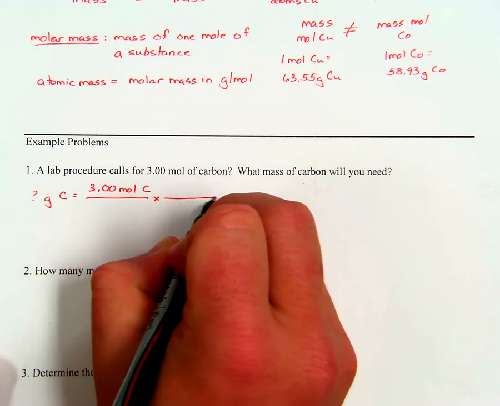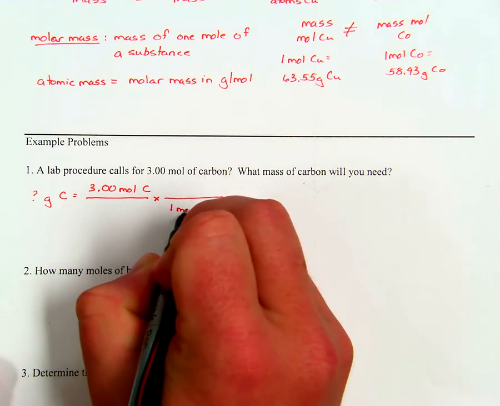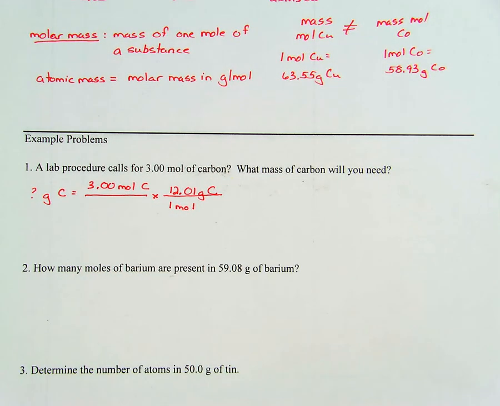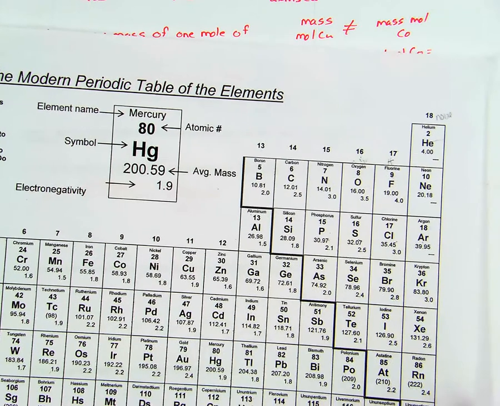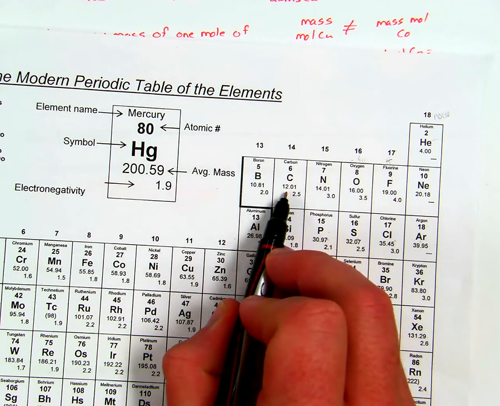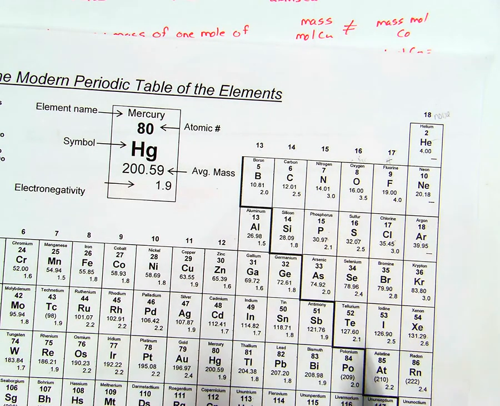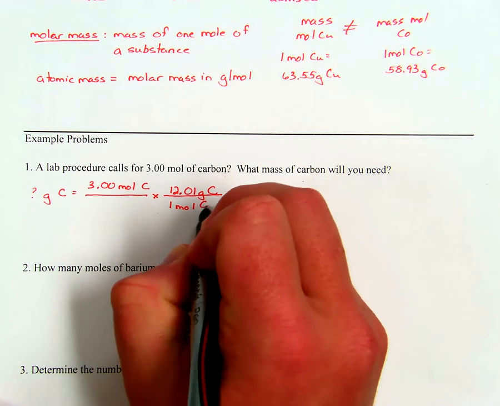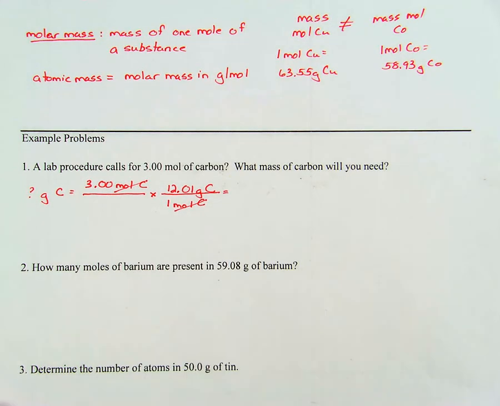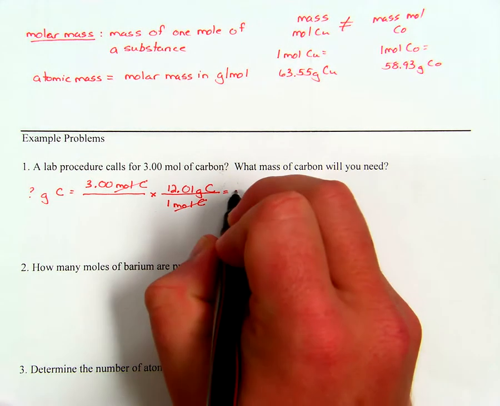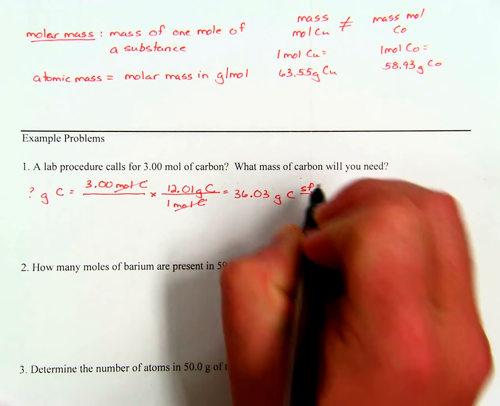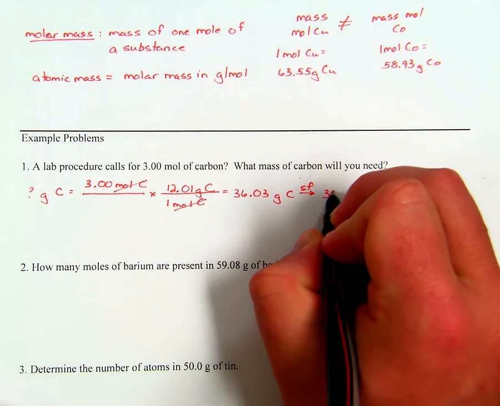If you look at your periodic table, you will see that 1 mole of carbon has a mass of 12.01 grams of carbon. Here's carbon on your periodic table. You can see the atomic mass listed is 12.01. So 1 mole of carbon would have a mass of 12.01 grams. So moles of carbon cancel, and all I need to do is plug this into my calculator: 3 times 12.01. My calculator is going to tell me 36.03, but I only get 3 sig figs. 3.00 is 3 sig figs, so this is 36.0 grams of carbon.